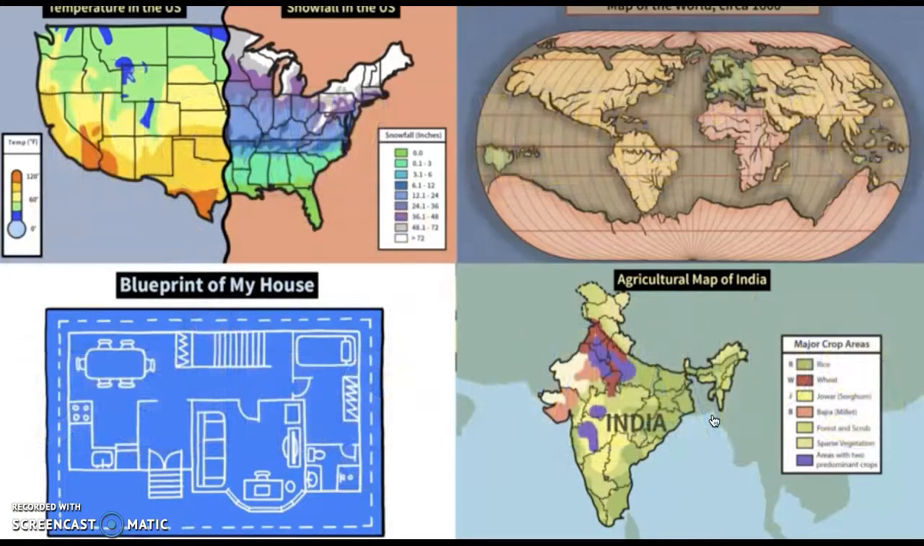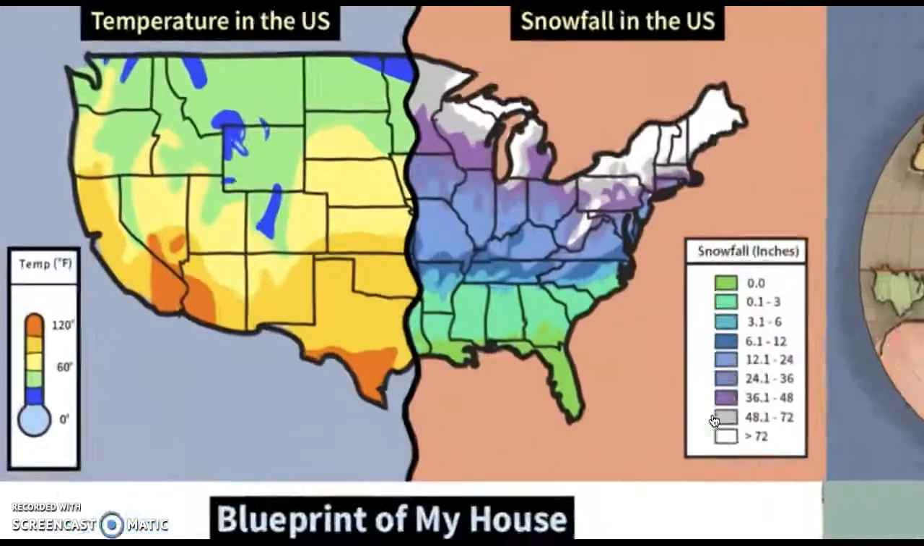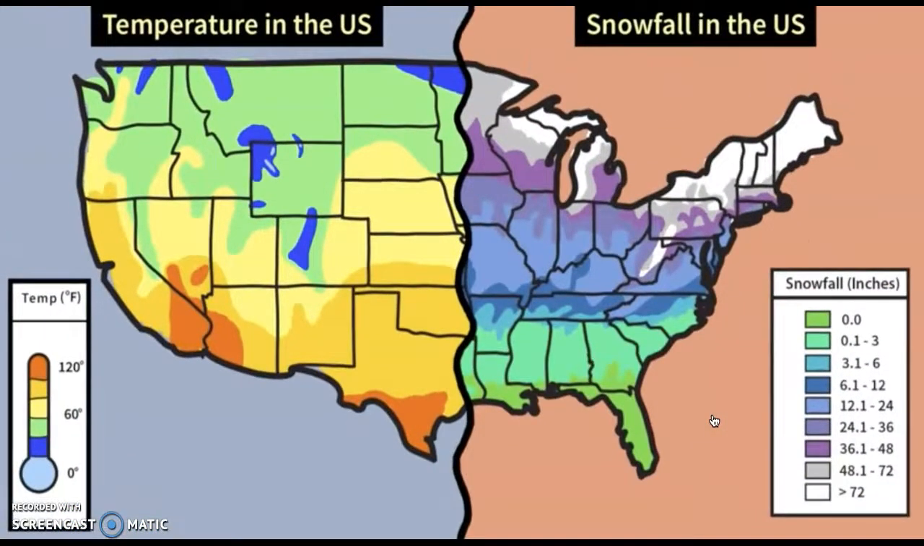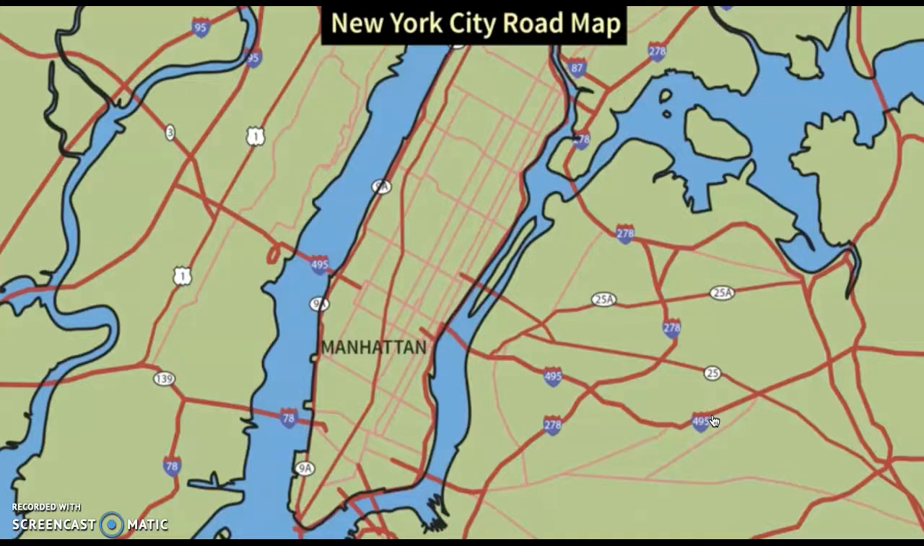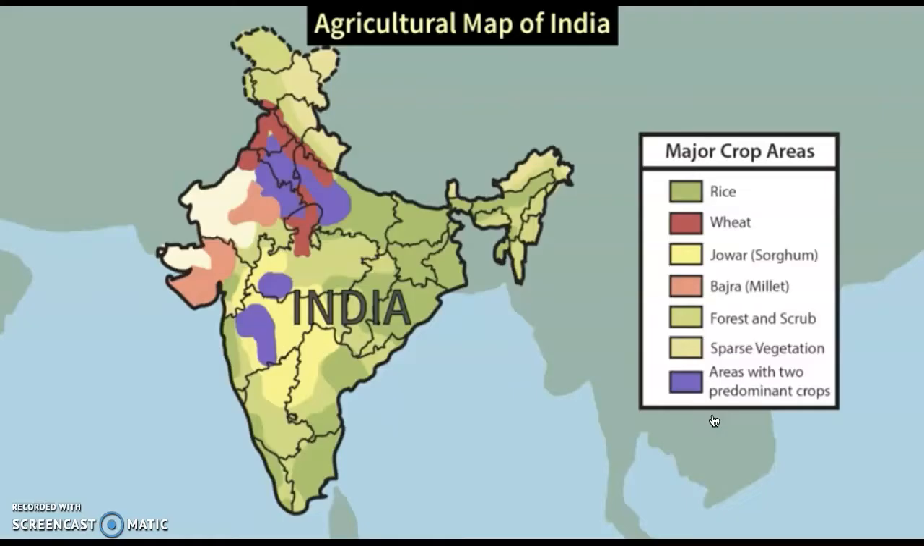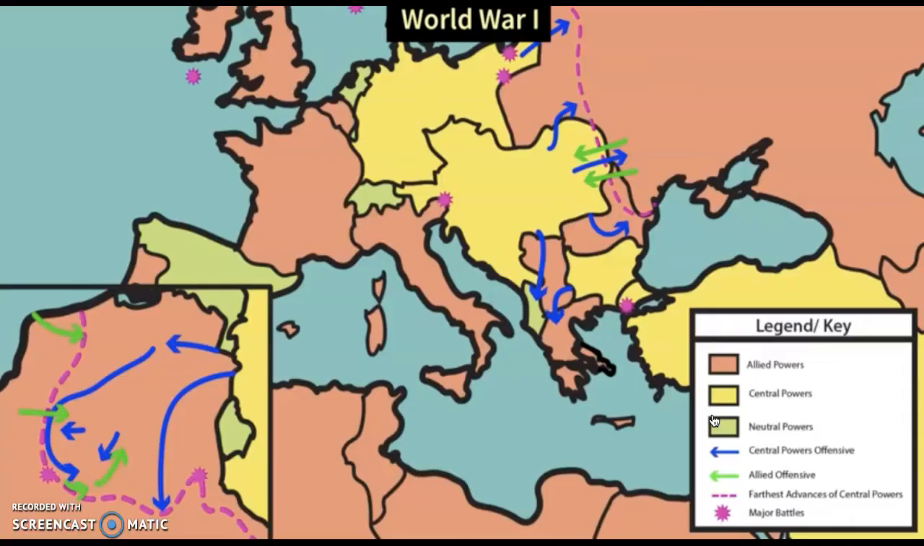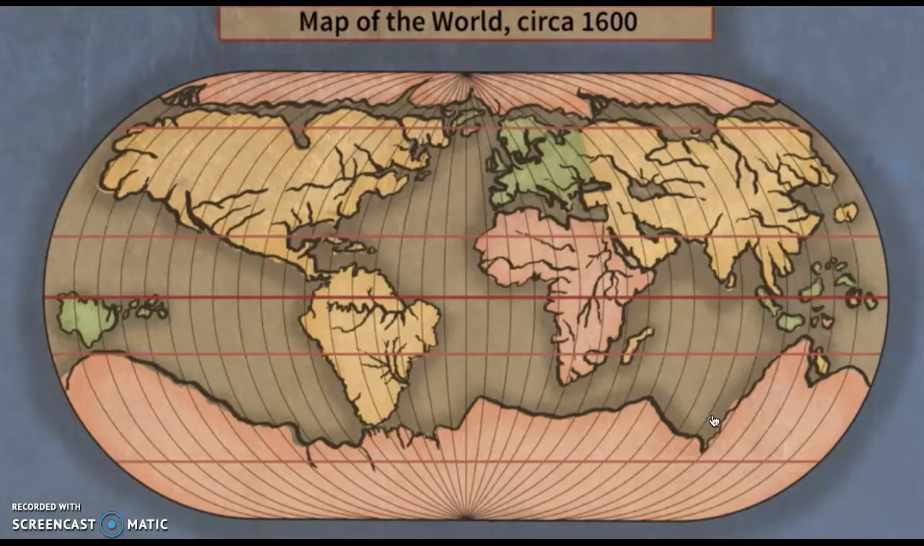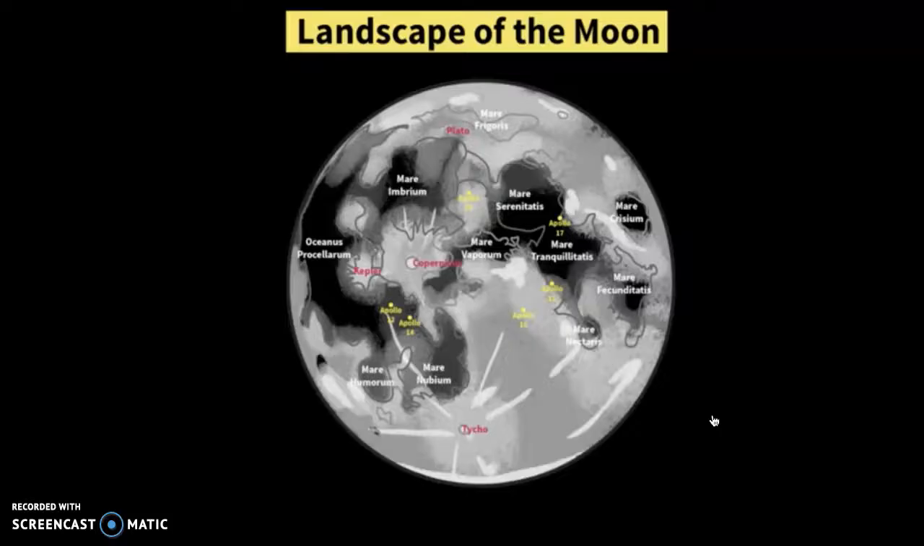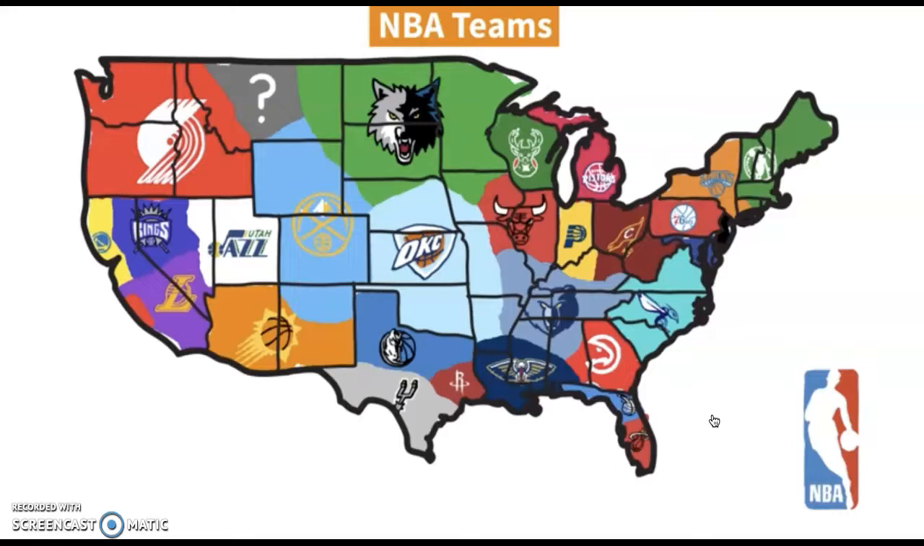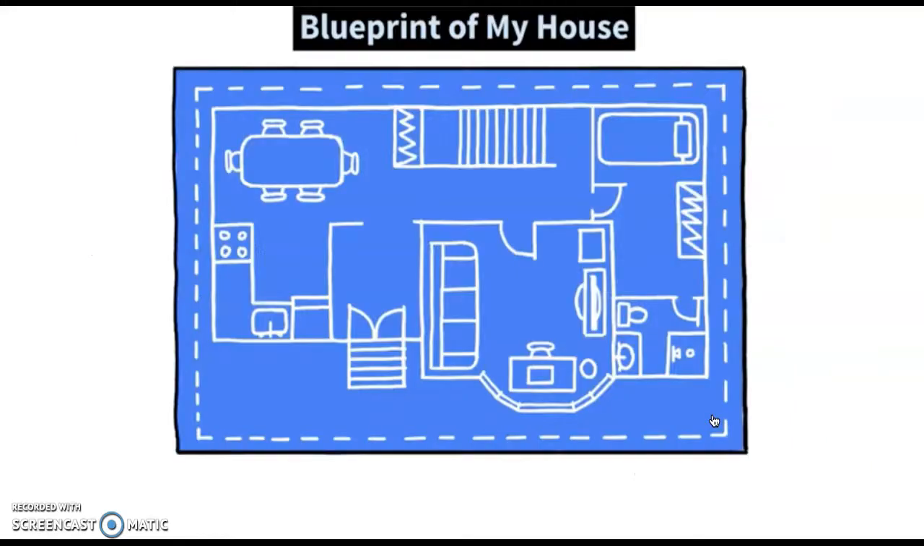And there are so many different kinds of maps. There are climate and weather maps that show us storms. Some show us temperature. There are road maps that show roads. There are agricultural maps that show us where different plants or animals are raised. There are military maps that show us where battles happened and where armies marched. There are historical maps that show us what people thought the world looked like. There are maps of the moon, maps that show us sports teams. A blueprint is like a map of a building.